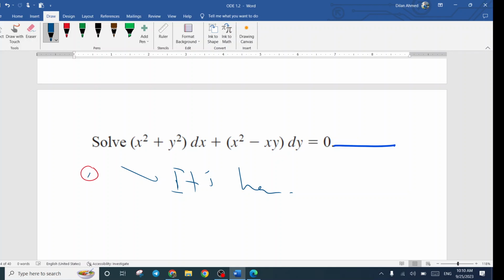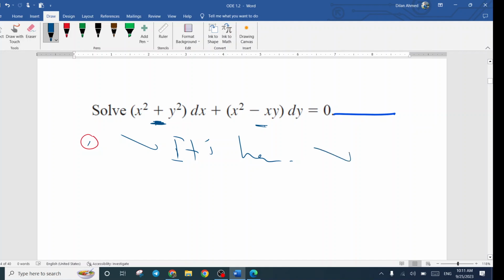Can you solve that one by separable? Why not? Why do you say no? How do you know? Did you try? We need to try. So I cannot separate them because I don't have a multiplication. I have addition, or subtraction. So it's not separable, it's homogeneous.